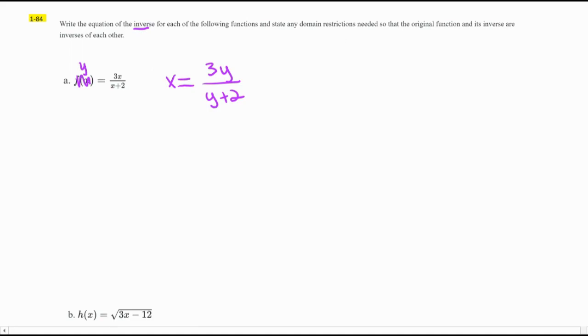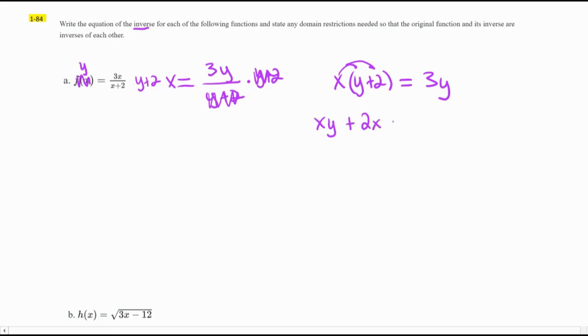So here's the deal. First thing we're going to do is get rid of the denominator here. And to do that, I'm going to multiply both sides by y plus 2, because that will cancel out on the right. And then I'm left with y plus 2 over here and 3y over here. Now I need to get rid of parentheses. So I'm going to distribute: xy plus 2x equals 3y. Okay, it looks a little bit neater now. It's still a little bit ugly because we have this xy, which is something we haven't seen very often.